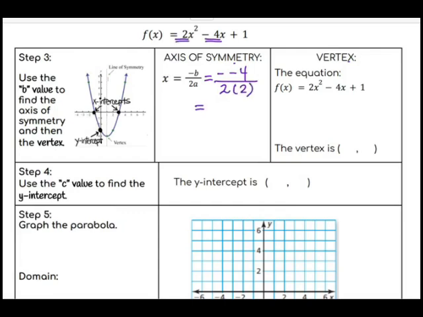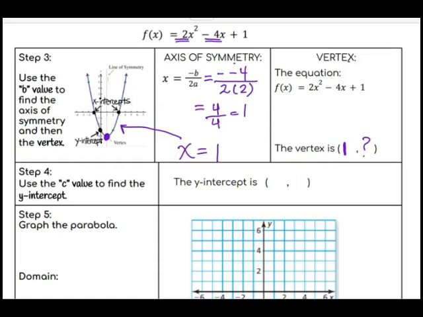So the opposite of -4 is +4. 2 times 2 is 4, so this equals 1. So my axis of symmetry is x equals 1, which is actually just like my example. So I know the x value of the vertex is 1, right? Because it shares the value with the vertex, because the vertex sits on the axis of symmetry.